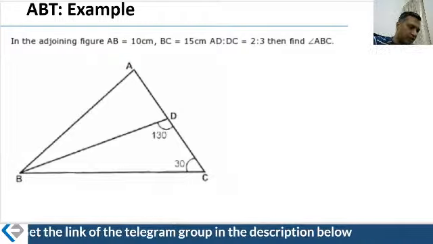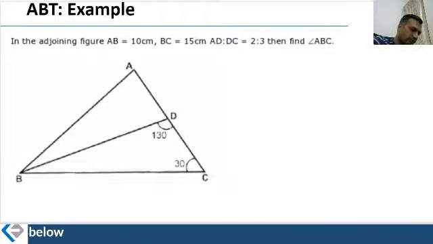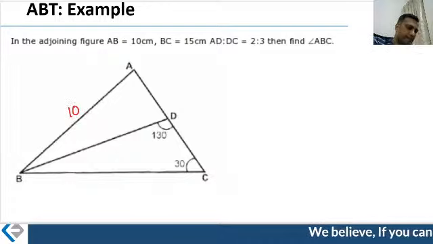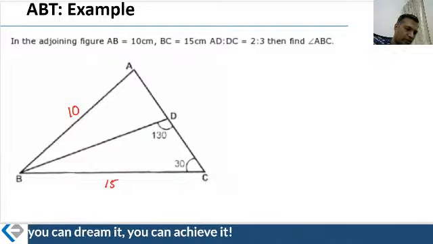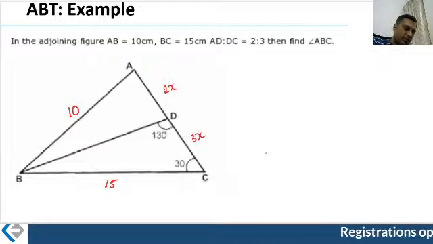Okay, so what is given to me? AB is 10 units. BC is 15 units. And he's saying that AD to DC is 2:3. That is 2x, therefore the entire thing is going to be 3x.